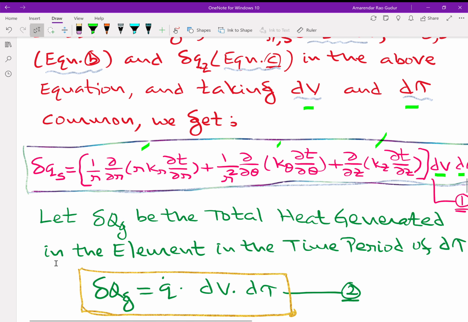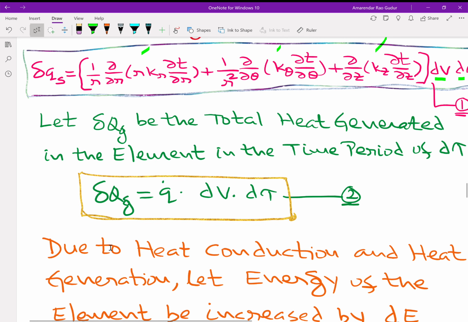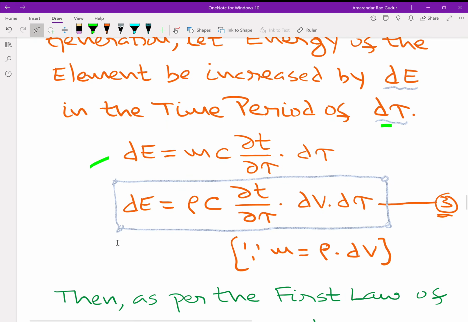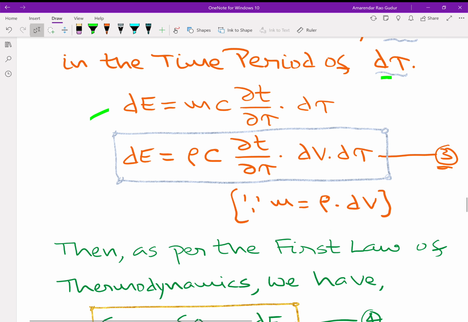Now we assume that del capital Qg is the total heat generated in the element in the time period of d tau. So Q dot is the rate of heat generated per unit volume. Multiply volume and multiply with the time, you are going to get total energy in joules as Q dot into dV into d tau. And due to heat conduction and heat generation, the energy of the element will be hiked by dE in the same time period of d tau. Now this increase in energy of the element is m c del T by del tau into d tau. And for mass we can write density into volume, and dE can be written as rho c del T by del tau dV d tau.